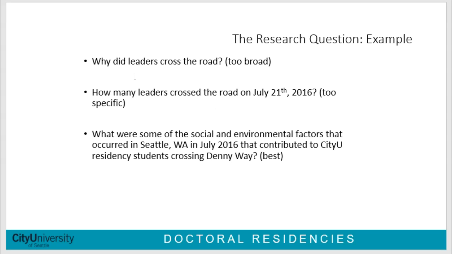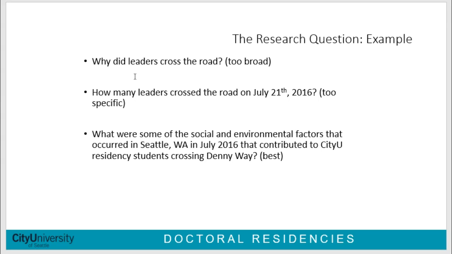So, examples of research questions. Obviously, why do leaders cross the road is too broad. How many leaders crossed the road on July 21st of 2016? That's way too specific. You may have 0. You don't know that that date is the date that leaders will have crossed the road. And if you did, what does it mean, that date? Why is that date special?